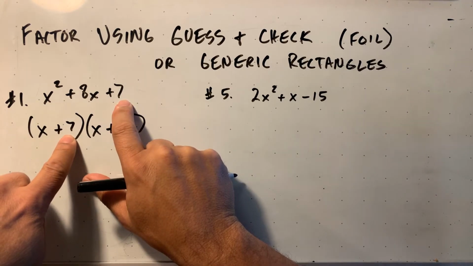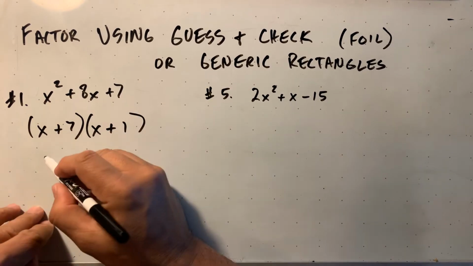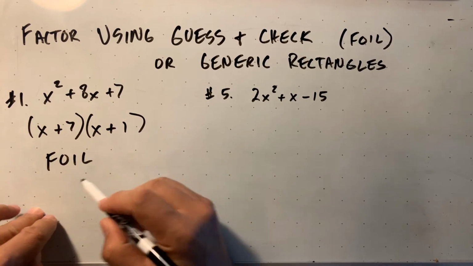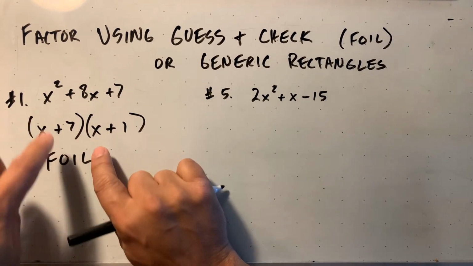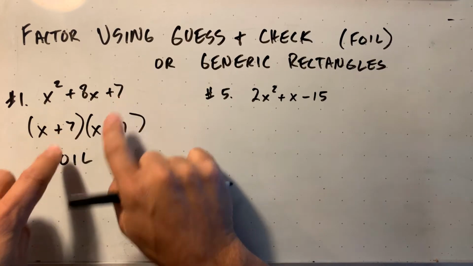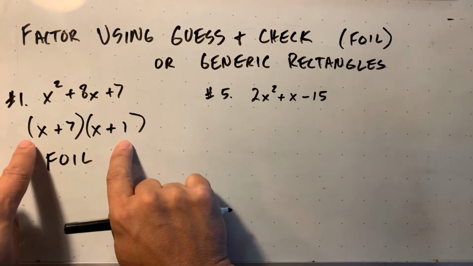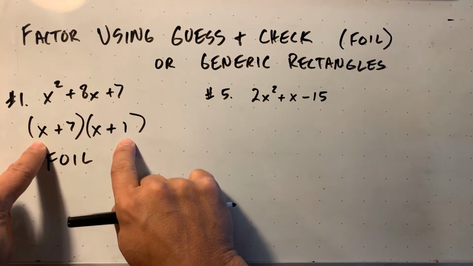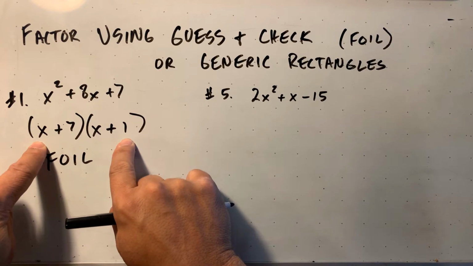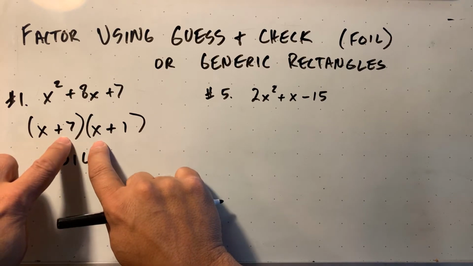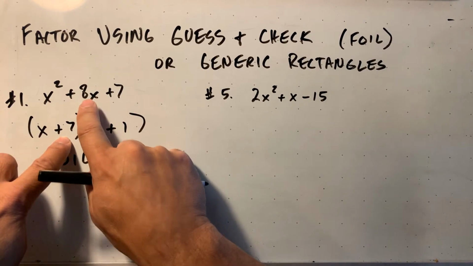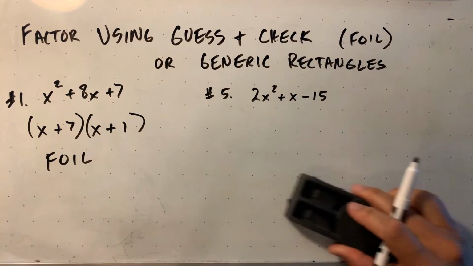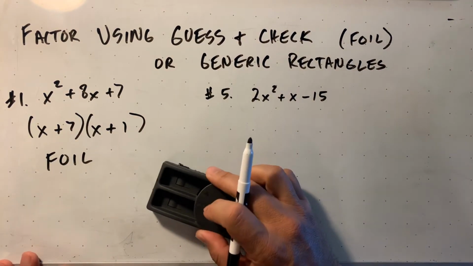And then the outers and the inners of FOIL. So FOIL: first times first is x squared. Last times last gives me 7. And then my outers and my inners. So outers would be x times 1, and that's going to give us x. And then our inners gives us 7x. When we combine them, we're going to get 8x. So that's guessing and checking and foiling it.